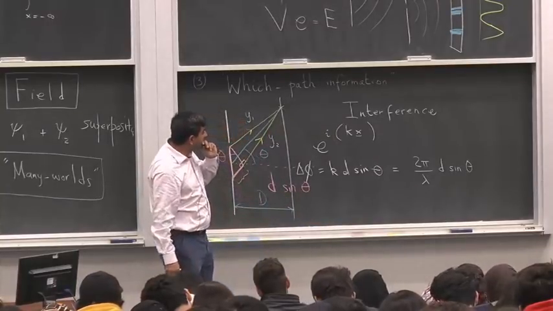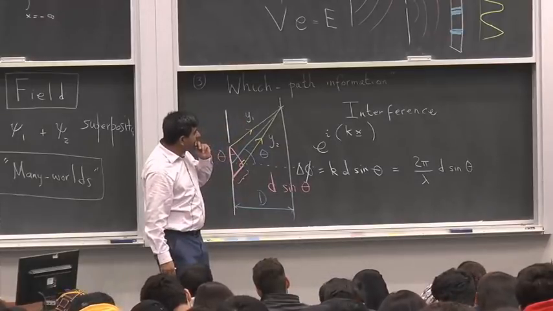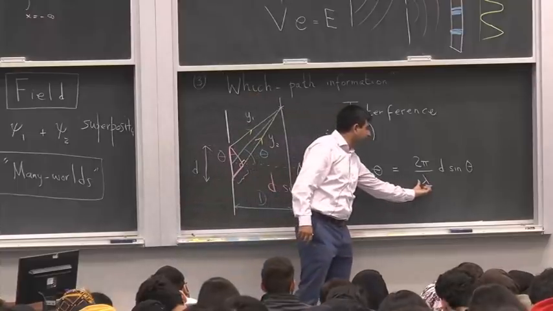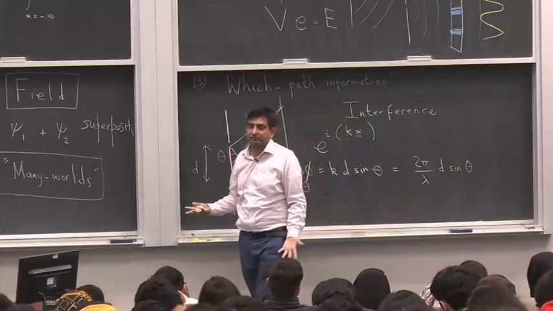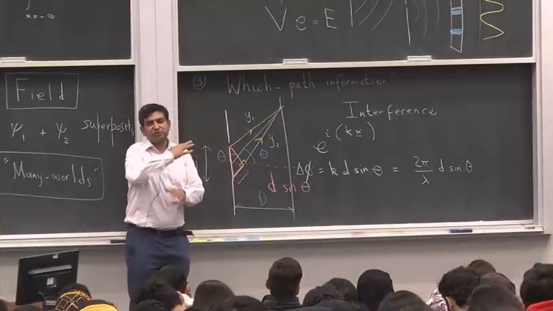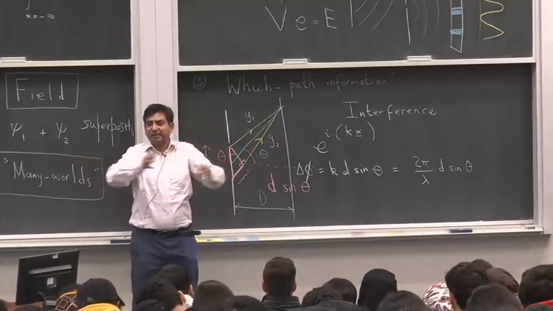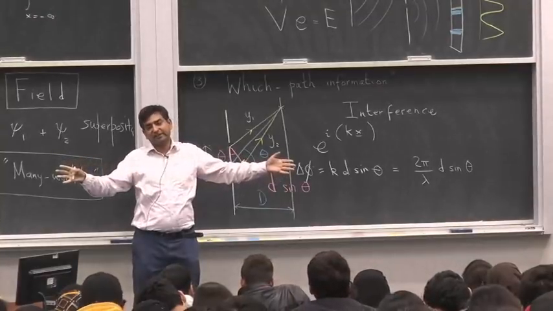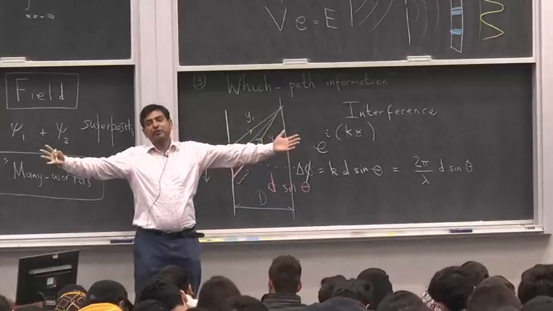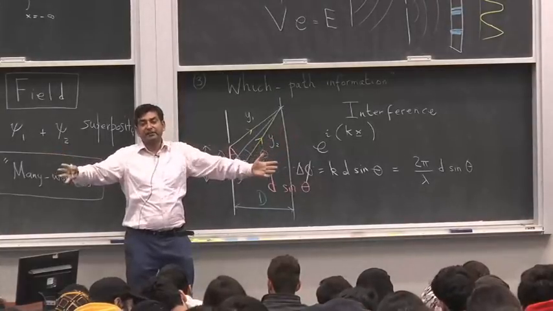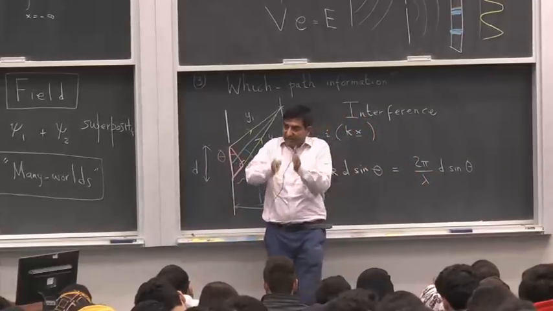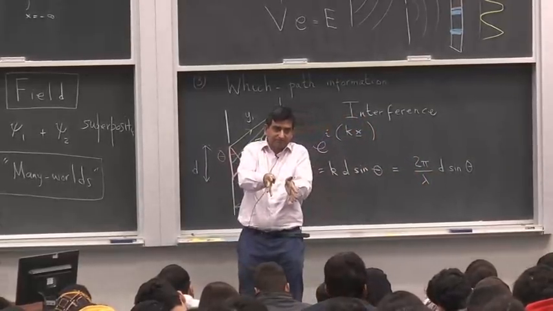Now the question is the following. I will see an interference pattern only when this lambda is fixed. For a precise lambda, if I have two light sources with changing wavelengths or with different wavelengths, I will not see an interference pattern. I will just see a diffuse smear of light. In order to see interference, my d has to be fixed and my lambda has to be fixed. It has to have a precise value.